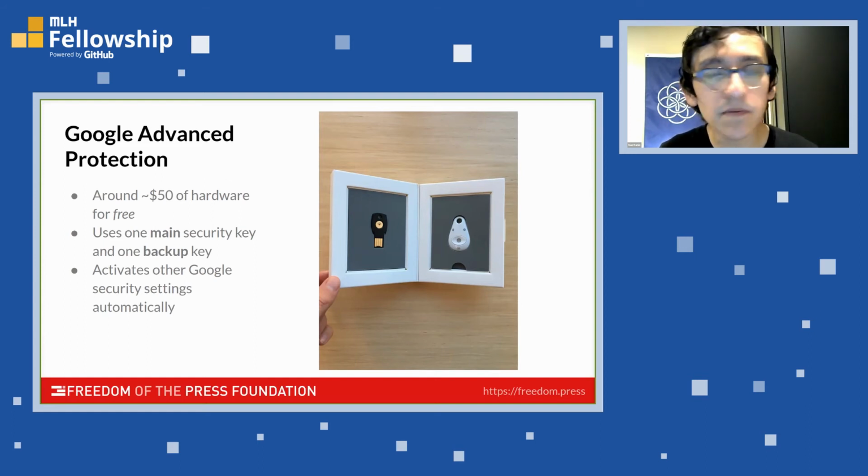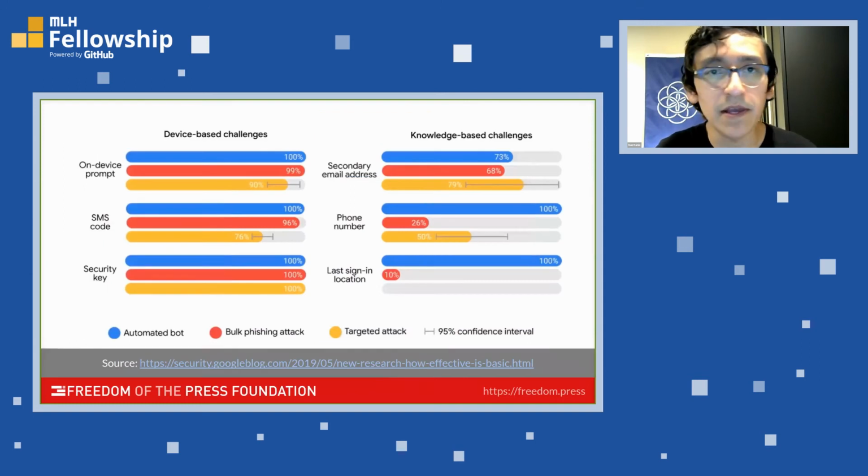And one of the reasons for that is that it is essentially, for all intents and purposes, phishing proof. Google has done some extensive research on what works really well in different kinds of scenarios. In many cases, SMS works fine for a lot of things. On-device prompts, which iOS has had for a while and Android has as well, work relatively well. But security keys have this perfect score.